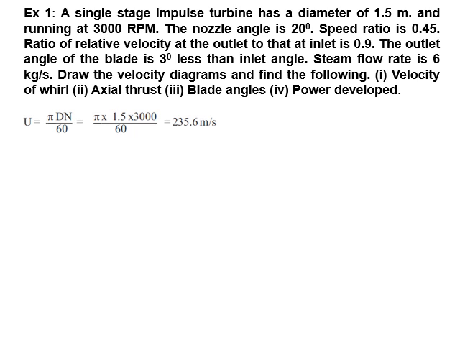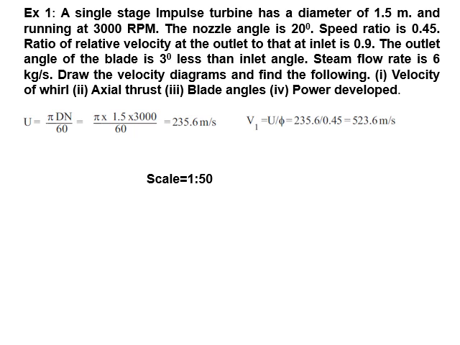By using the expression, the blade velocity u equals pi dn by 60. Here the d value is given as 1.5 meter and the speed n is given as 3000 rpm, and we find the value of u, that is 235.6 meter per second. Then by using the speed ratio expression, the speed ratio phi is equal to u by V1. Here we know the value of u as well as the value of phi, so we find the value of V1. That value is 523.6 meter per second.